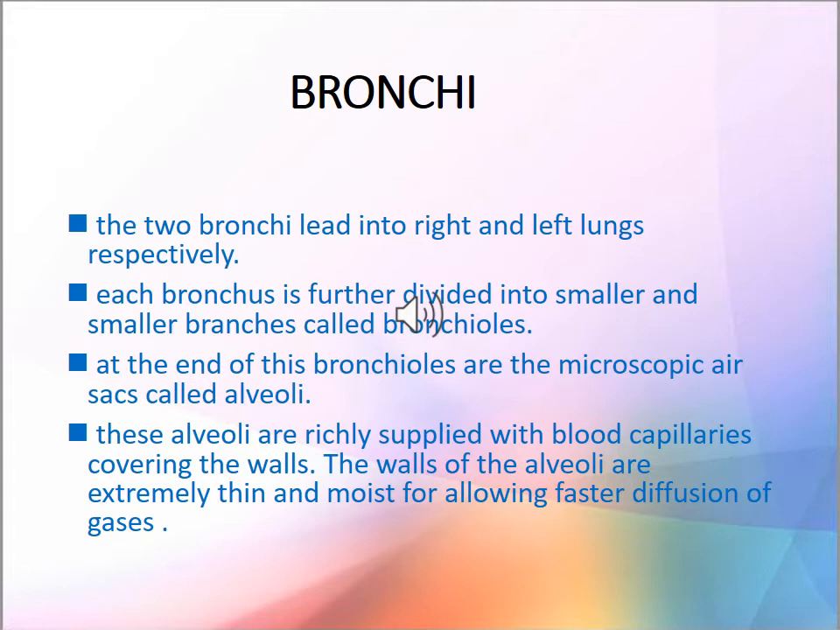At the end of these bronchioles are the microscopic air sacs called alveoli. The bronchi get divided more and more, and these have more and more divisions which we call bronchioles. The ends of these bronchioles have microscopic air sacs which we call alveoli. These alveoli are richly supplied with blood capillaries, and the walls of the alveoli are extremely thin and moist so that diffusion of gases can take place easily.